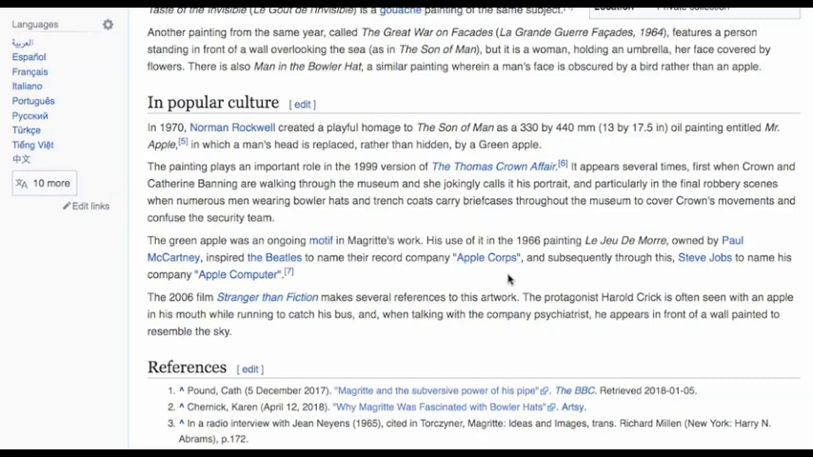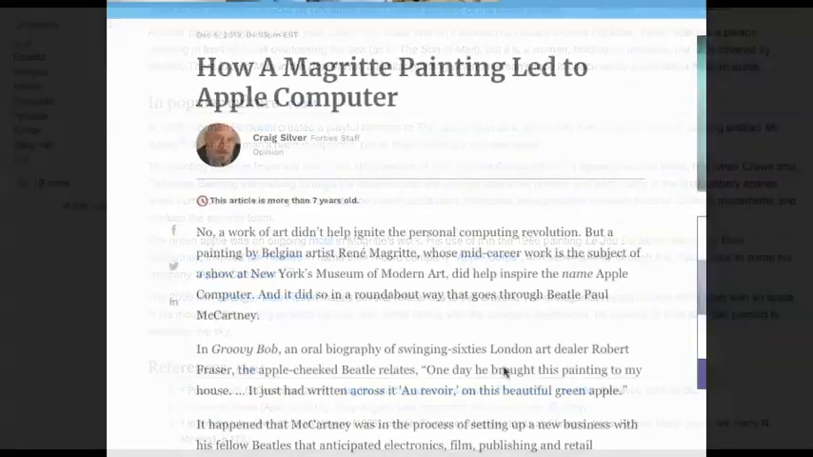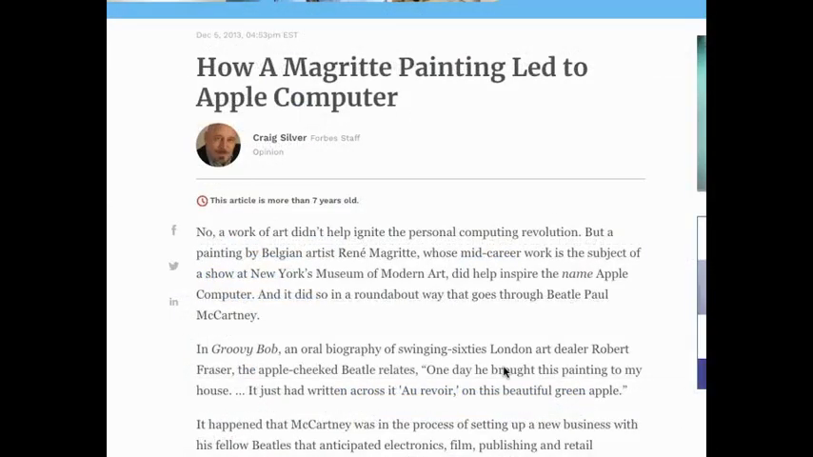We're still in that middle ground where they're devolving every single official story into some sort of fiction. And I don't know how this is happening. It's buttons and levers we don't understand, and it's fascinating. Let's just bounce over here. I'll show you the other painting. And again, one more bullcrap backstory: how a Magritte painting led to Apple Computer.